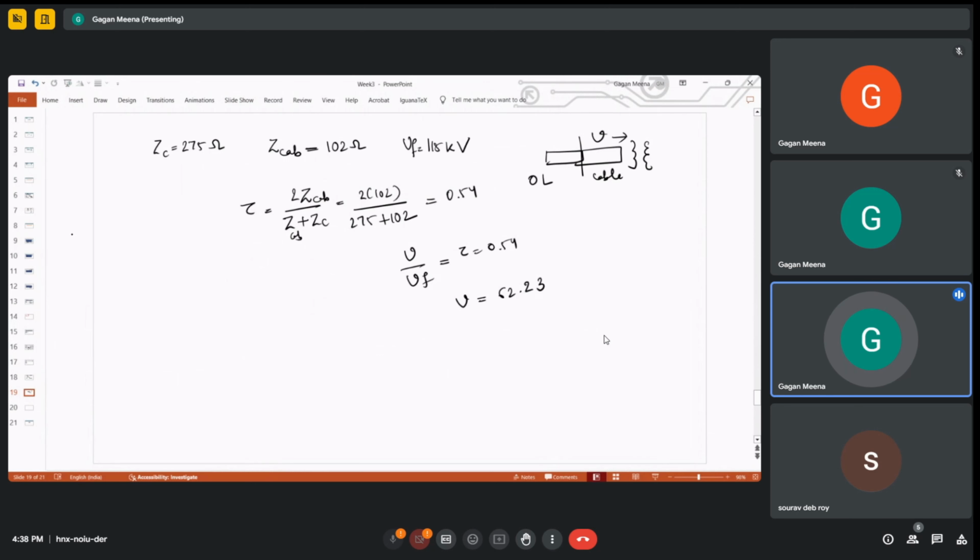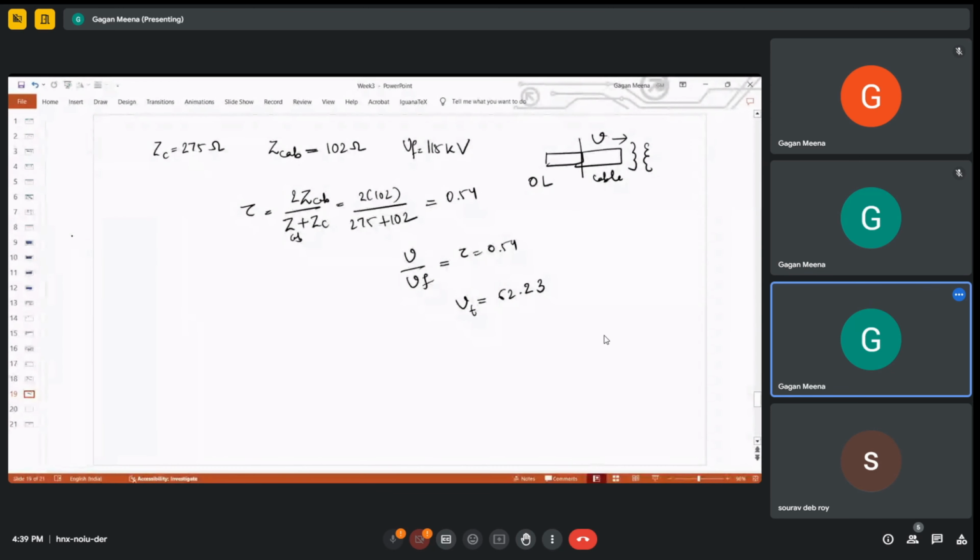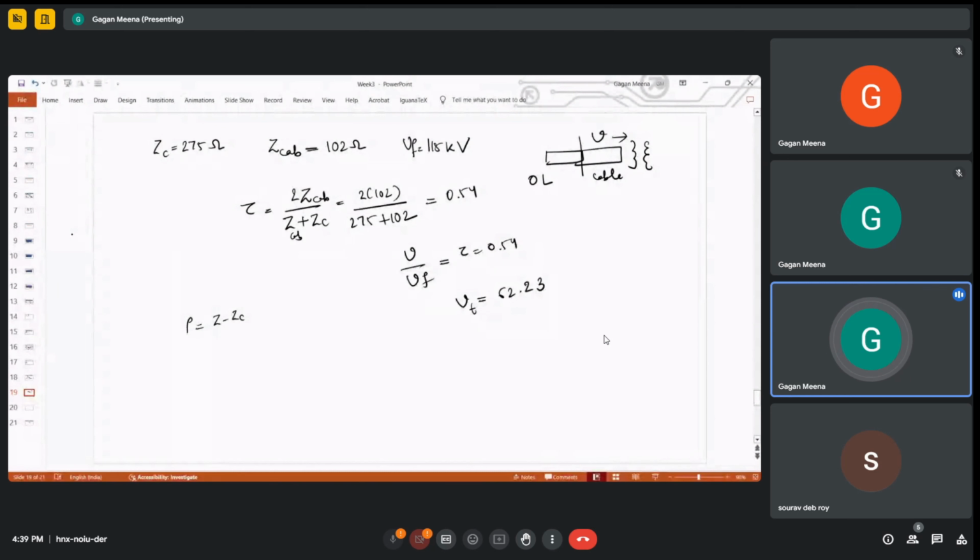Now, the same question. The voltage of the wave traveling from the junction of the overhead line to the cable towards the transformer is the transmitted one. Now, what voltage is reflected back into the line? We want to find the reflected wave. So we know that rho is Z minus ZC upon Z plus ZC.